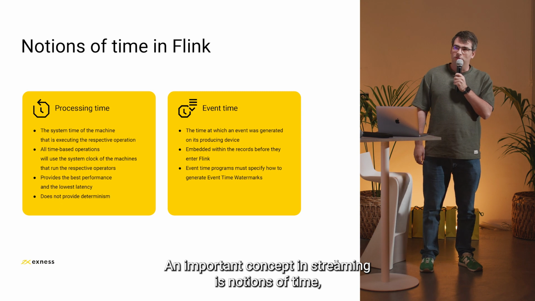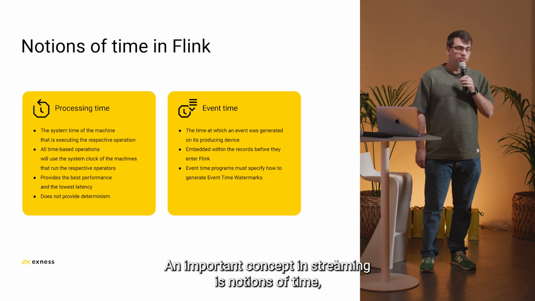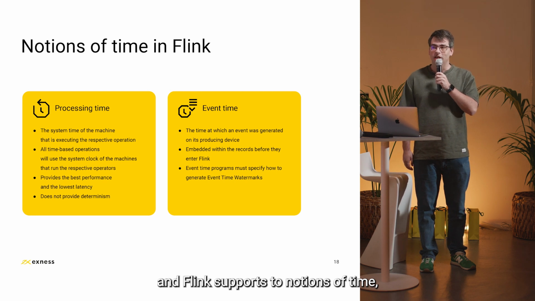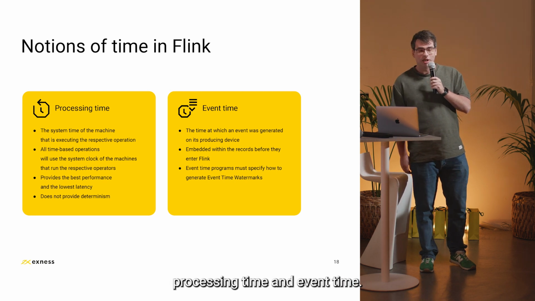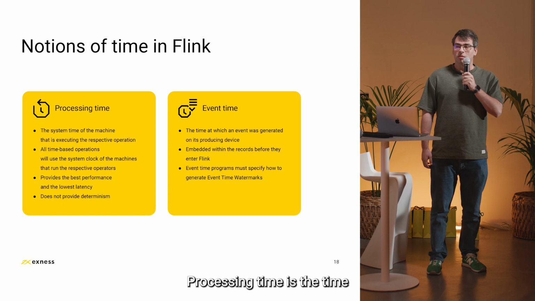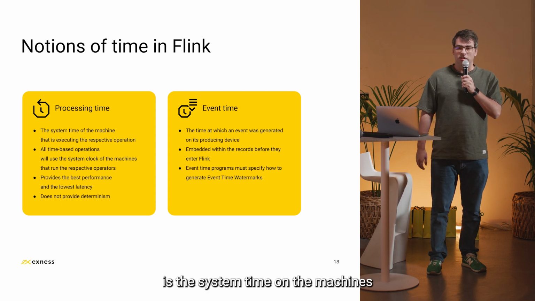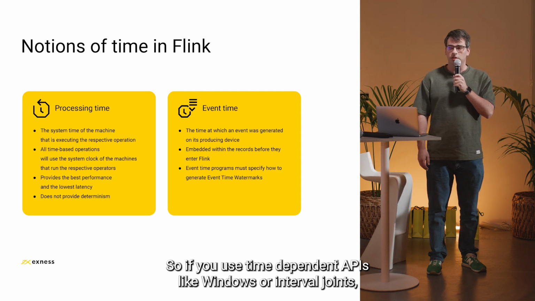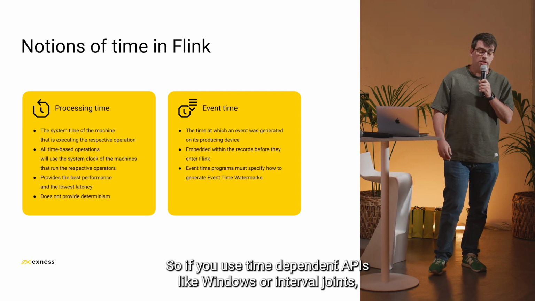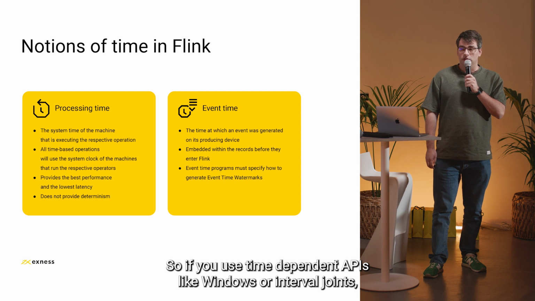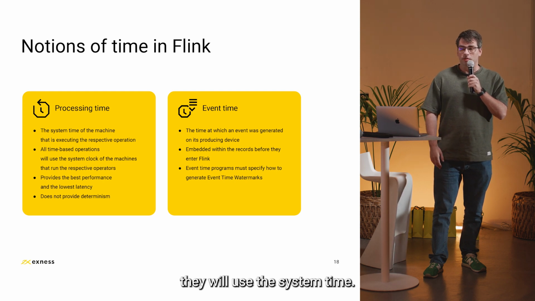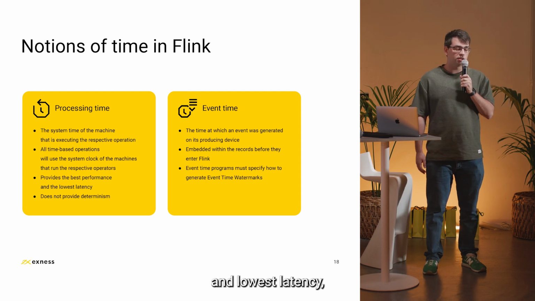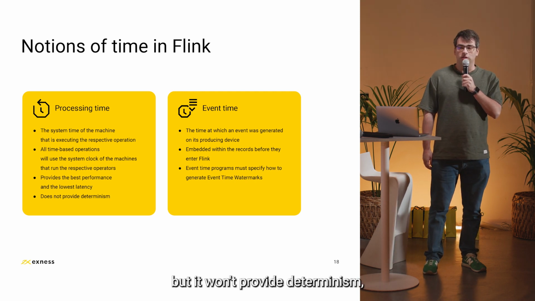An important concept in streaming is notions of time. And Flink supports two notions of time: processing time and event time. Processing time is the system time on the machines that your operators are being run on. So if you use time-dependent APIs like windows or interval joins, they will use the system time. This approach provides the best performance and lowest latency, but it won't provide determinism.